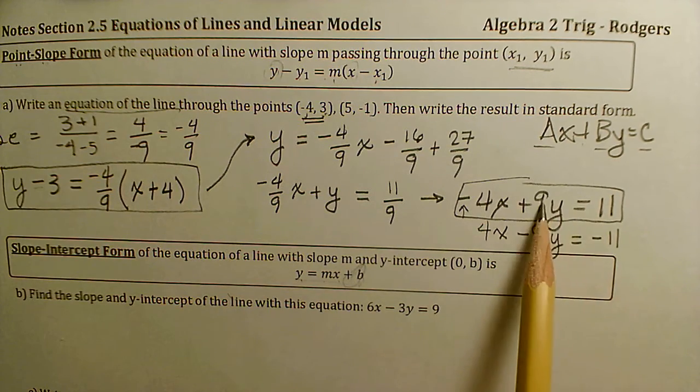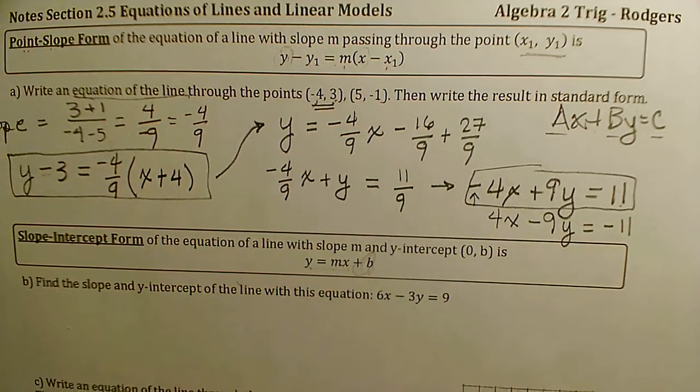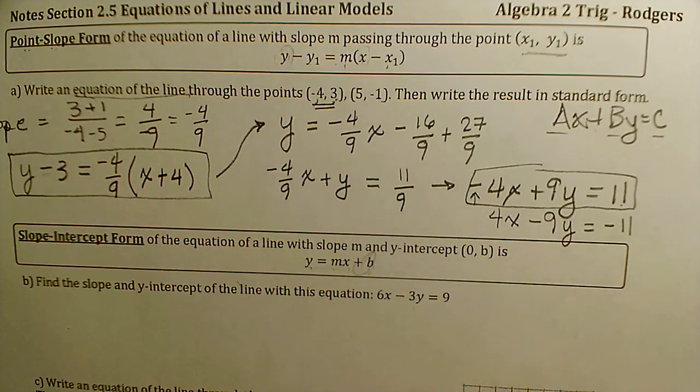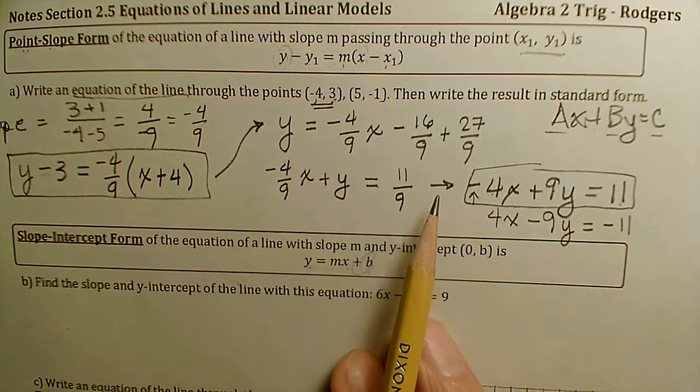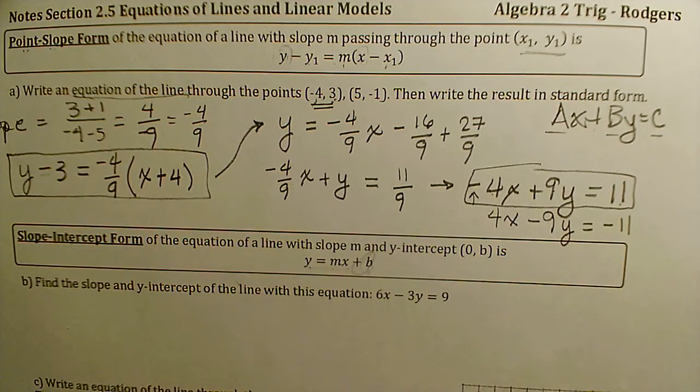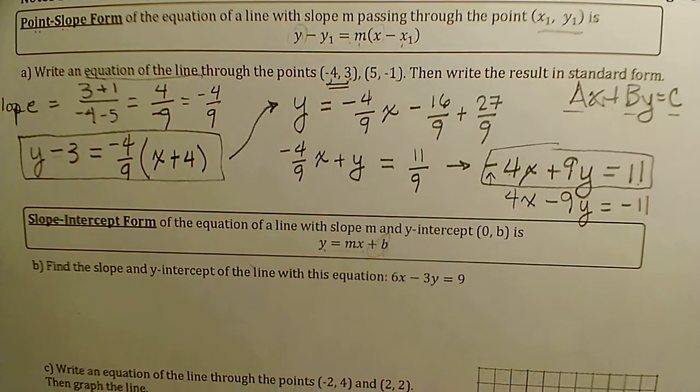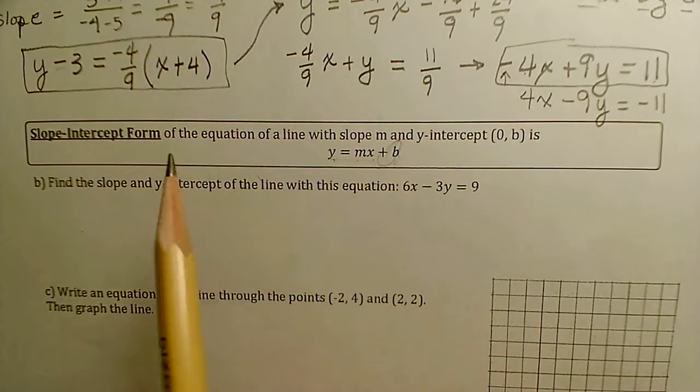Notice the 4, the 9, and the 11 are mutually prime or relatively prime. They don't have any common factors among them. They're no longer fractions, and they have no common factors. So that is true standard form. Okay, the next form we already used.